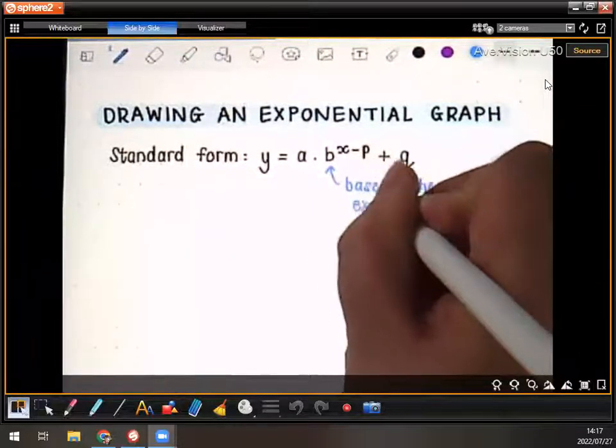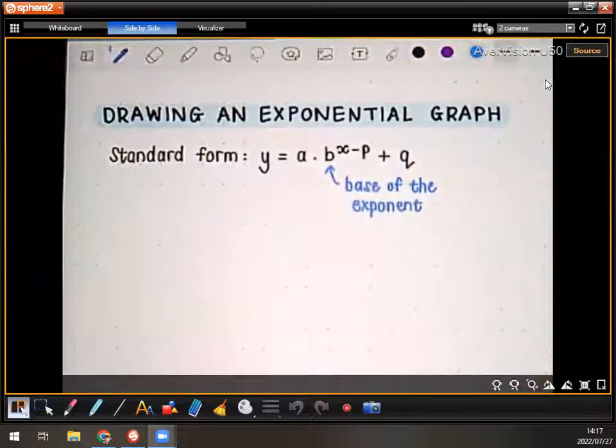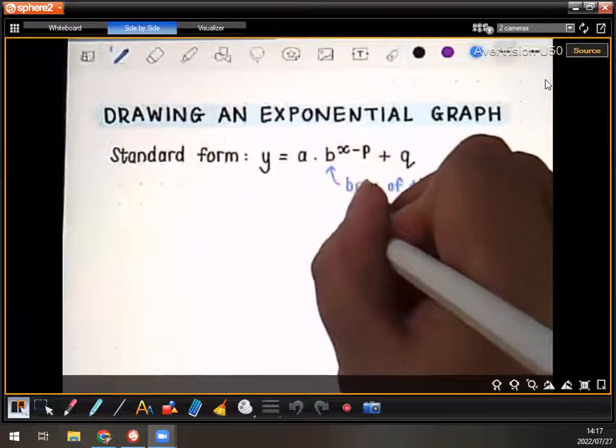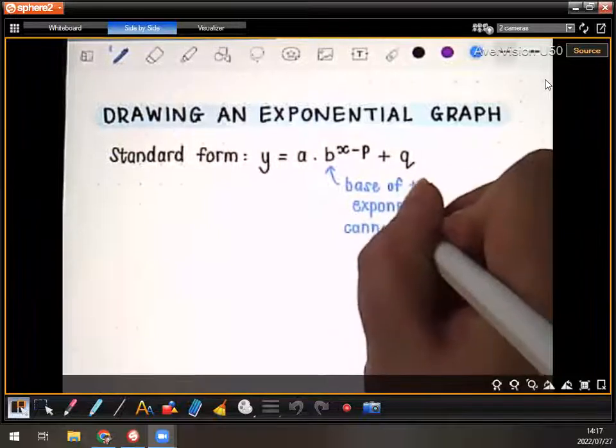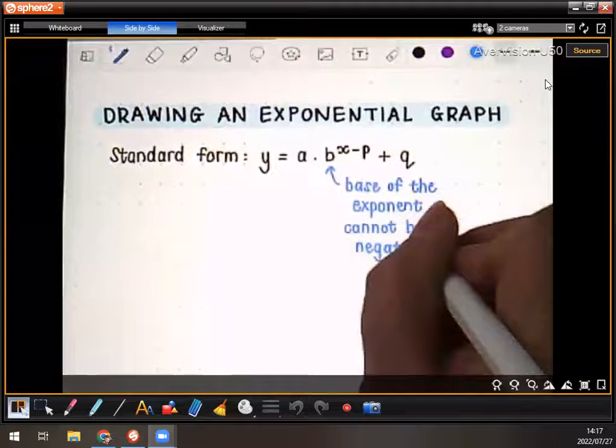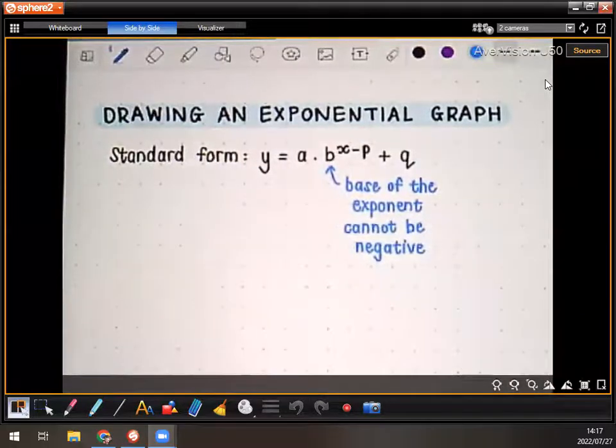And something that is also important about B is that B cannot be negative. I think you might remember from last year, you can get like a negative 2 to the x, right, as an equation of an exponential graph. But if your equation is negative, it's actually the a value that's negative, not the b value. Okay, so a can be positive or negative.